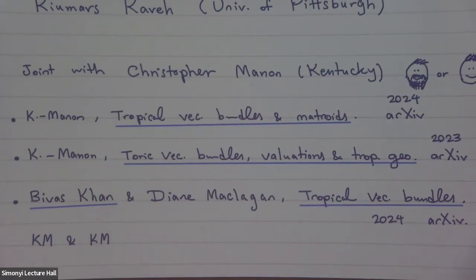Our preprints are these two: tropical vector bundles and matroids, posted on arXiv this year, and the other one, toric vector bundles, valuations, and tropical geometry.